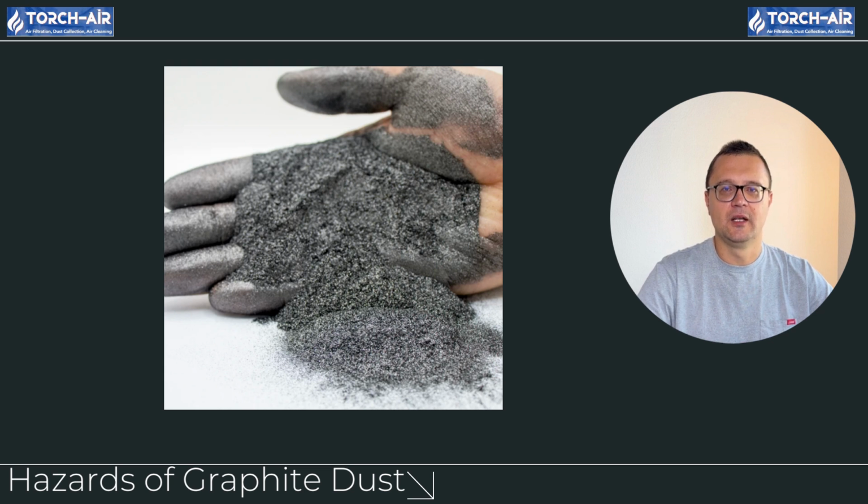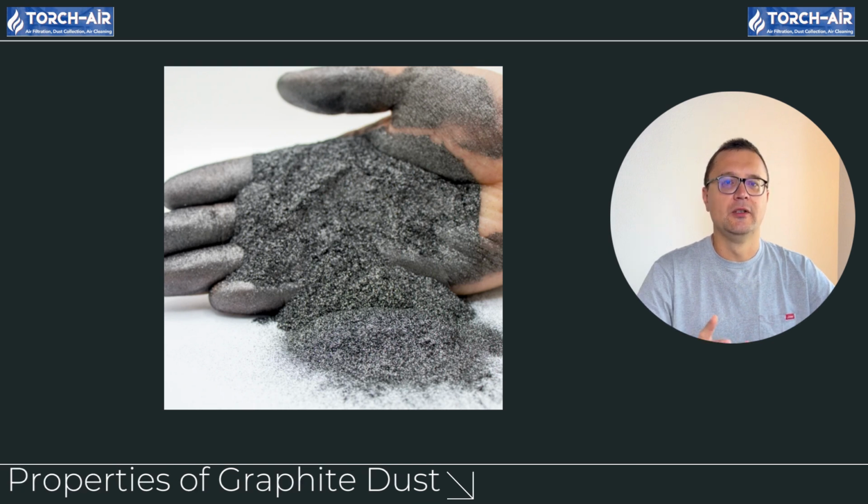3. Environmental impact. If graphite dust is not controlled properly, it can enter the environment and affect air and water quality. Contaminating nearby ecosystems can lead to broader environmental hazards, impacting local wildlife and water sources. So proper containment and filtration are essential for maintaining both worker safety and environmental protection.